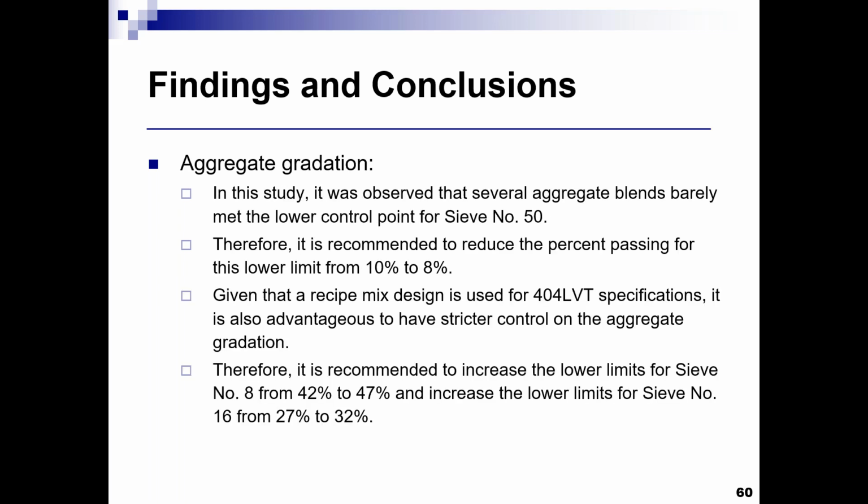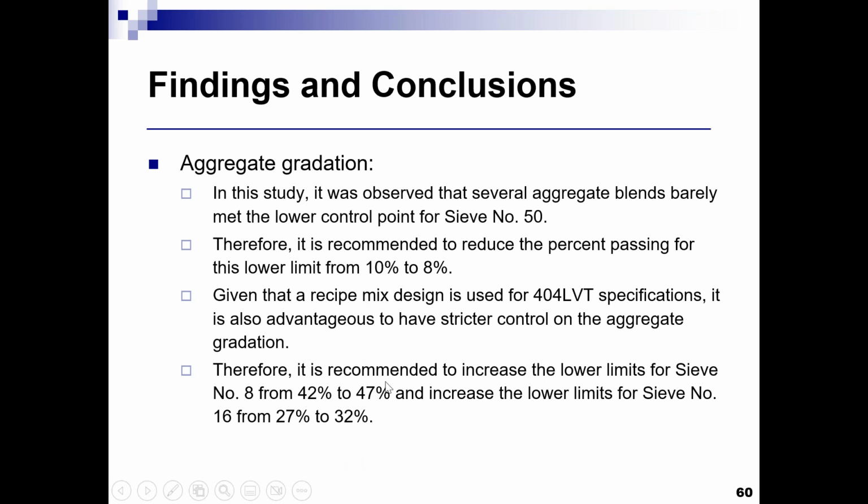In terms of aggregate gradation, we made very minor changes just because, again, when we were trying to basically do the recipe mix, we did have lots of times where we were hitting one of the blend limits that we felt could be relaxed. So we changed basically the percent passing sieve number 10, the lower limit from 10 to 8.